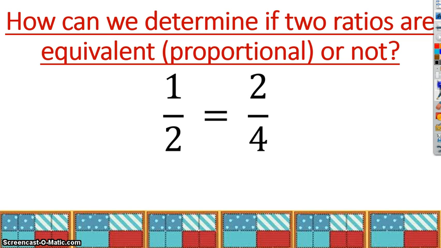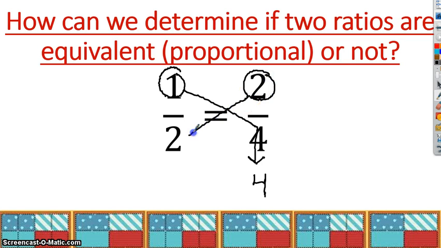Now, the third option gives us more flexibility. I want you to notice what 1 times 4 is equal to. What's 1 times 4? 1 times 4 is 4. And I want you to notice what 2 times 2 is equal to. 2 times 2 is 4.